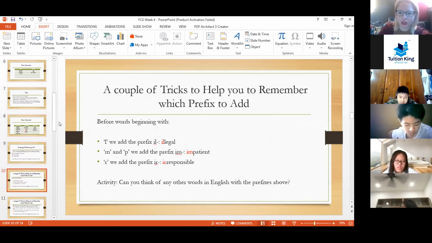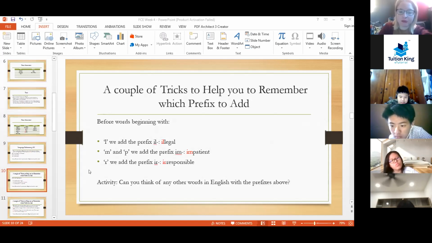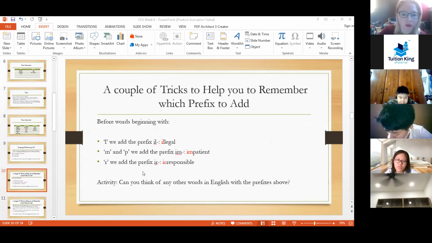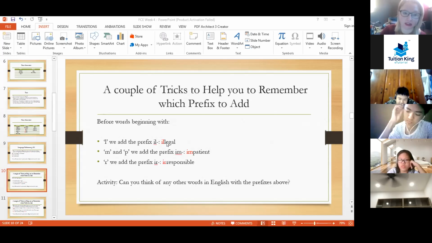I also want to share with you a couple of tricks to help you remember which prefixes to add. What I'm going through with you in the slides is all advice that's available to you on page 181 as well. So if you forget some of these tips, just refer to 181 to help you. For example, with words beginning with L, we tend to put the prefix ill in order to make it negative. So legal would become illegal.